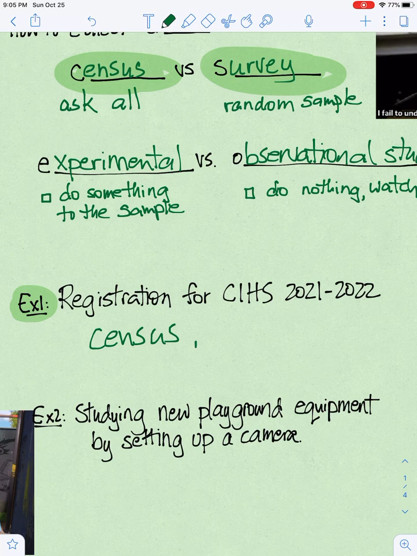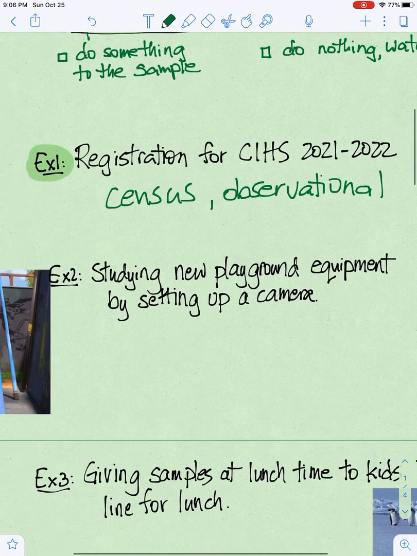Second of all, is it experimental or is it observational? This is observational because we don't give them different registration guides and see how they do the process. We simply give them the guide and then they go through and do that.